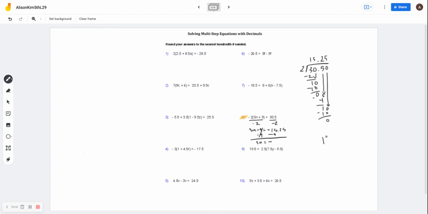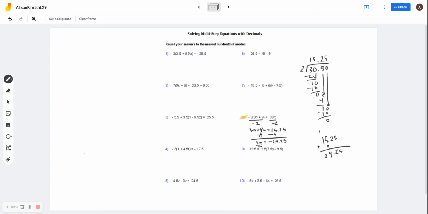So it would be 15.25 plus 9. So 5 plus 9 is 14, bring down the 4, bring up the 1, 24.25. But once again, they're both negative, so our final answer will be negative 24.25. Now that we have 3n by itself, we want n by itself.